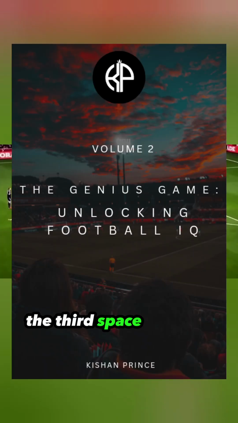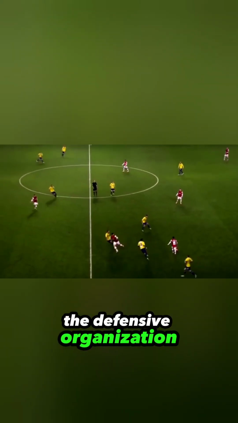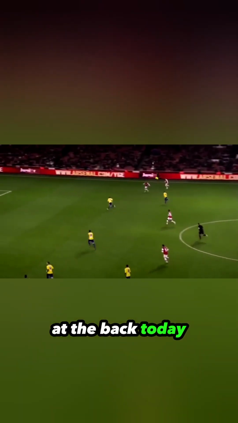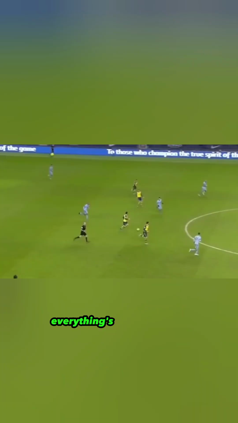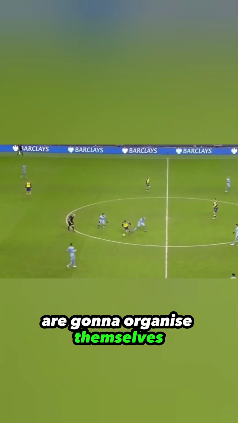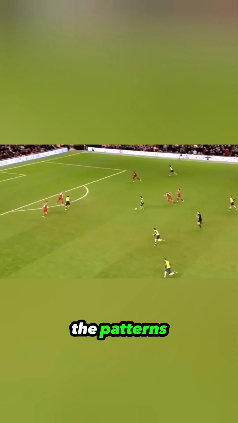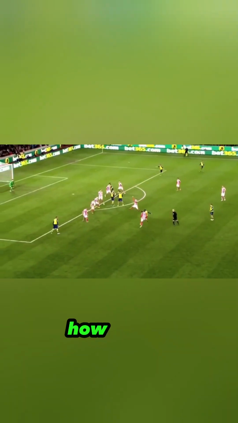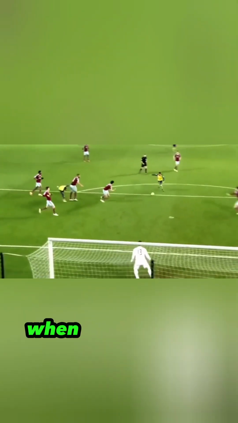The third space is going to be the defensive organization. You must understand this because everything gets played at the back today, and obviously before you can score, everything's got to go from the back. So you got to understand how teams are going to organize themselves defensively. So you got to look at the patterns that they're going to be doing, and also the flip side, you're going to also look at how do they counteract when you lose the ball.